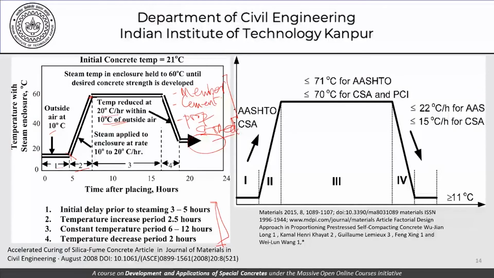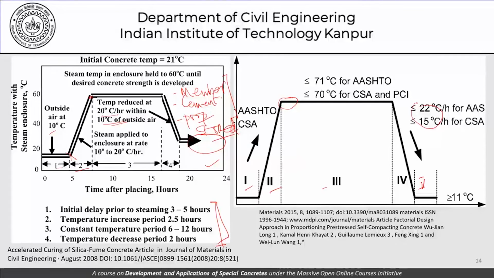This picture again is another example of a similar steam cycle with zones 1, 2, 3, 4 and 5. Now these 5 zones represent something similar to this as prescribed by different codes, AASHTO, the CSA and the PCI and so on, specifying the maximum temperature at which the concrete members are to be cured, and the maximum rates of cooling that is acceptable when it comes to cooling the members.